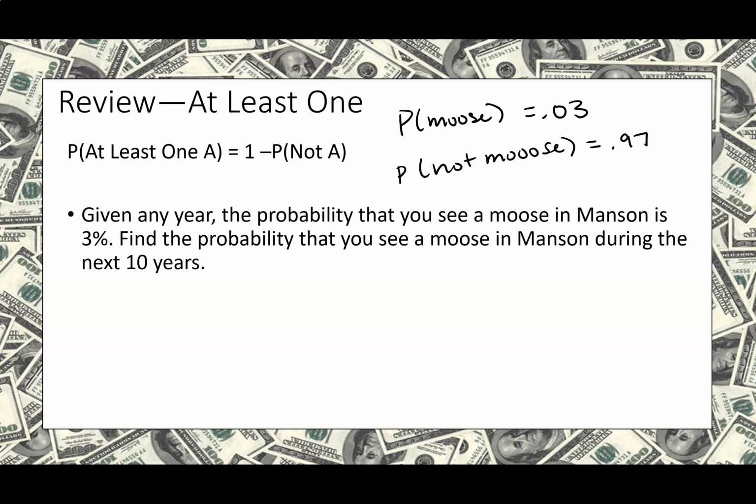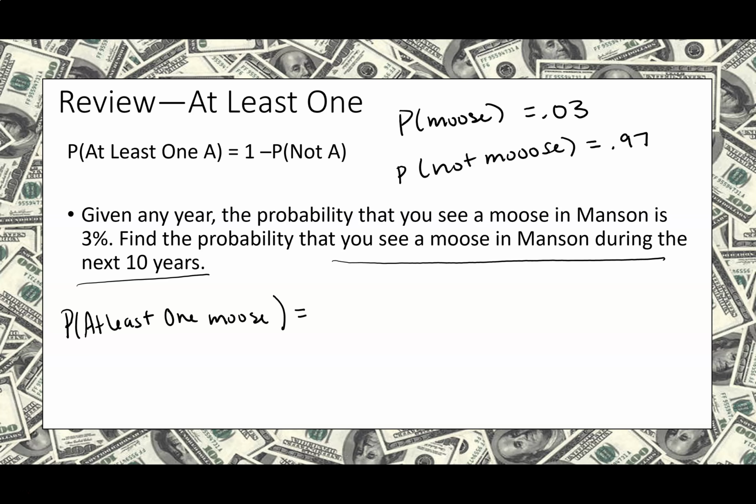Find the probability that you see a moose in Manson during the next 10 years. So that's the same probability that you at least see one moose during your next 10 years. So the probability of seeing at least one moose in 10 years is equal to 1 minus the probability of seeing no moose the first year, no moose second year, no moose third year, all the way up till you're 10. This you do 10 times, right? No moose, no moose, no moose. So what's that going to look like?